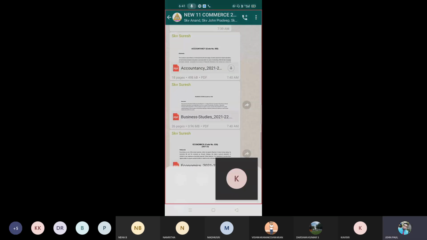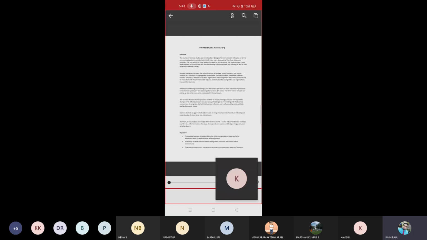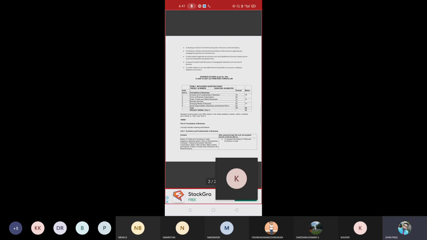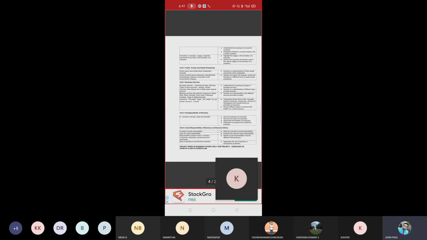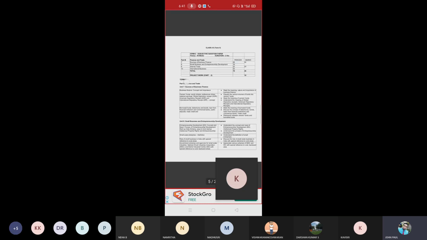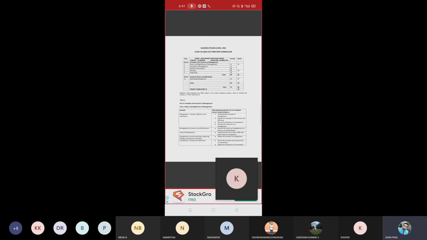So this is our 2021 curriculum syllabus. Am I audible? Is it visible? Yes, sir. Okay. So here you can see, now they have divided the entire portions into two terms. And this is for grade 11. So we'll go for our 12th syllabus. So this is our new curriculum. They have divided the curriculum into two different terms.